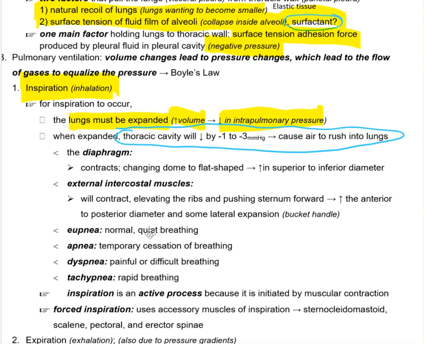So how do we expand? We do it by the diaphragm contracting, right? And the external intercostal muscles contract, and those elevate the ribs and push the sternum forward, and that expands in multiple directions. So the volume goes up. That's what makes this pressure go down, and that's what causes the air outside, which is at higher pressure, to rush in to fill the lower pressure area.